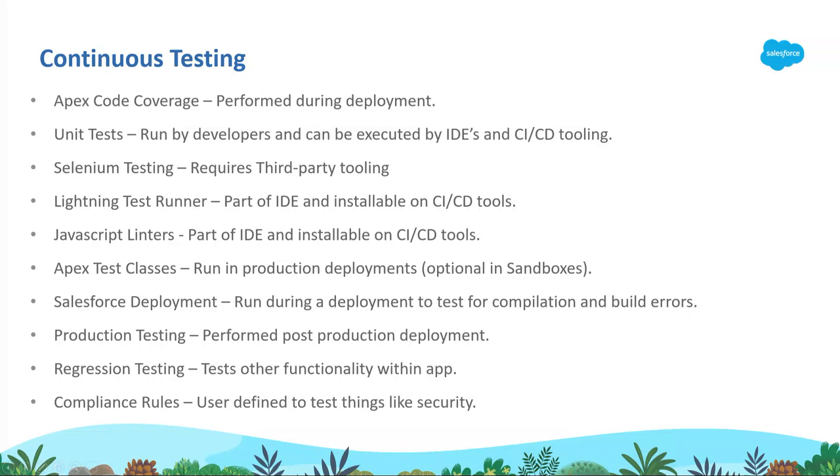Finally, there are things called compliance rules. This is relatively new. We've seen it in a few CI/CD tools out there. This is really useful for setting up rules that say, for example, the view all data permission should only be applied on the admin profile and no other profile. So these are, again, really useful for making sure that you haven't inadvertently deployed something that's going to cause either a security risk or some sort of business logic to break.